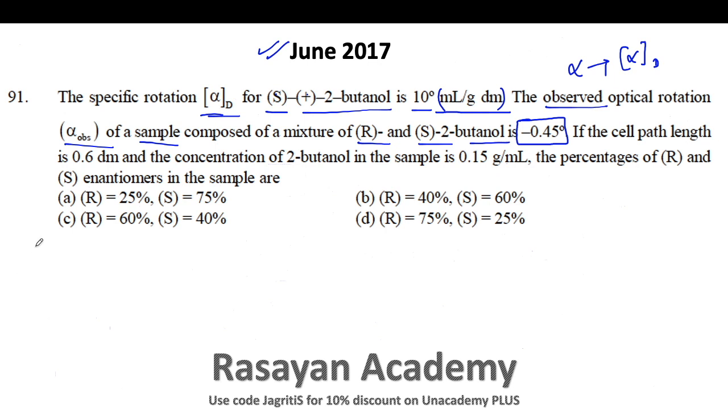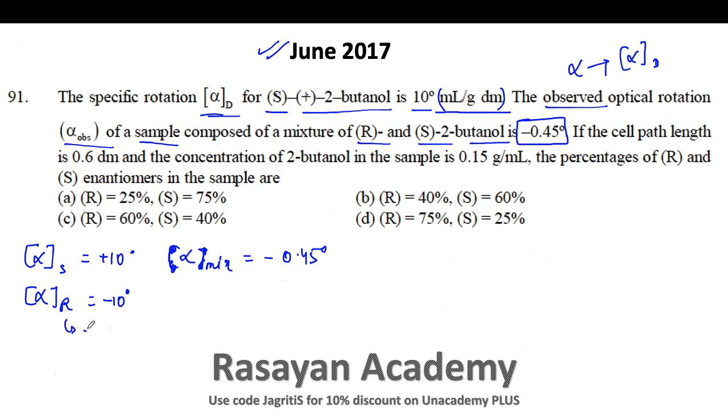So when you say that your alpha pure S is plus 10 degrees, and the alpha of the mixture is minus, it is simple alpha, right? Not the specific optical rotation, minus 0.45. So by the change of sign, what can you say? Who is there in excess? You say that definitely the other isomer is there in excess. So if pure S is plus 10, the pure R is going to be minus 10, and the R enantiomer is there in excess. How do we know? We know by the sign. All right.